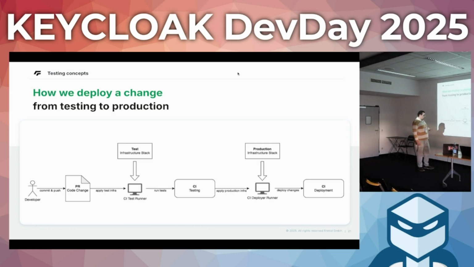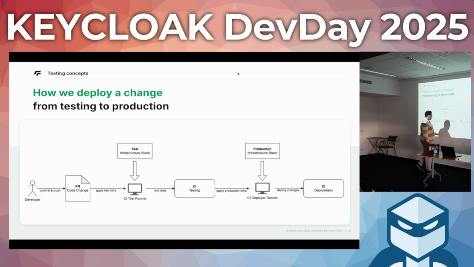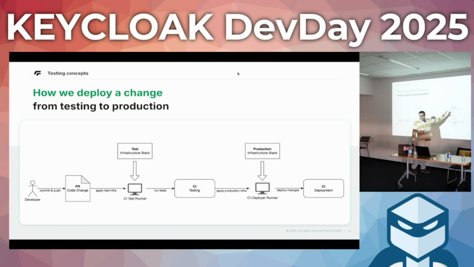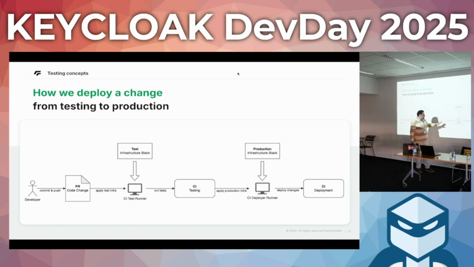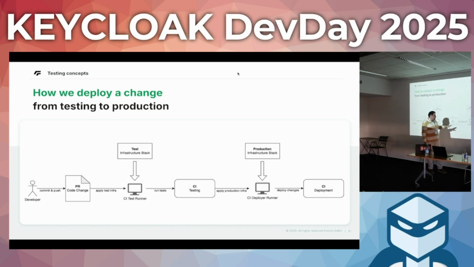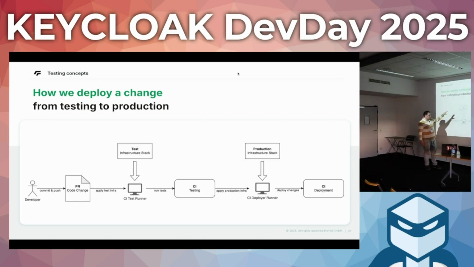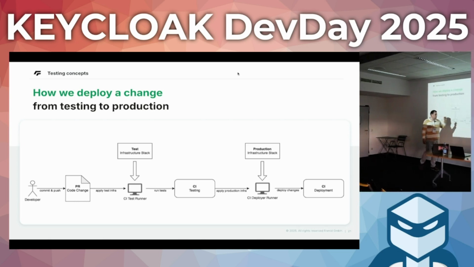But in the CI, it goes further, of course. So we have the testing in the CI, and then after the testing, we apply a different production stack to the production environment, of course. So important here is to acknowledge that we have a test infrastructure stack and a production infrastructure stack.